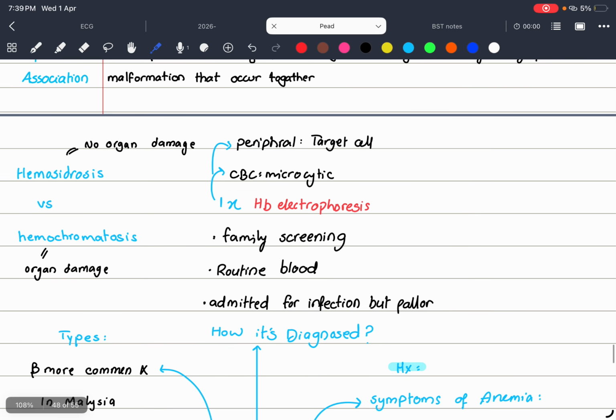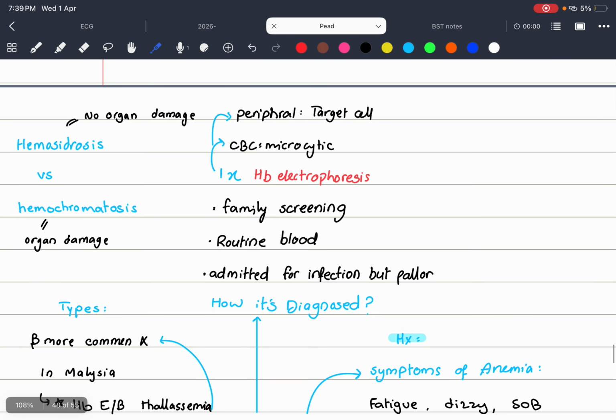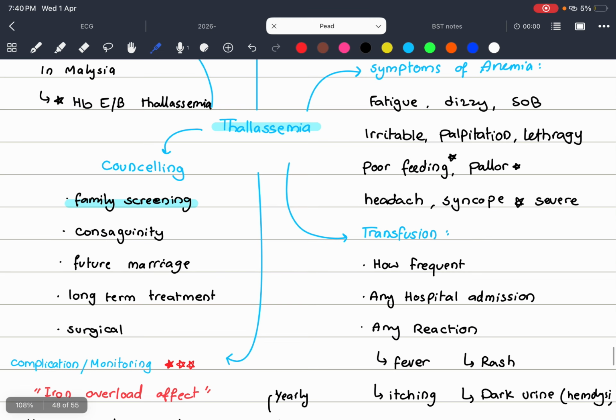Counseling: you also have to counsel the patient on very important parts: family screening, routine blood tests, and admission for infection. Family screening: did he marry someone he knows, a relative? Future marriage, long-term treatments, and the risk for their children, especially if both the father and the mother are thalassemia carriers. Surgical: if he is going to have any surgeries, and whether there is any bone marrow donor for him.